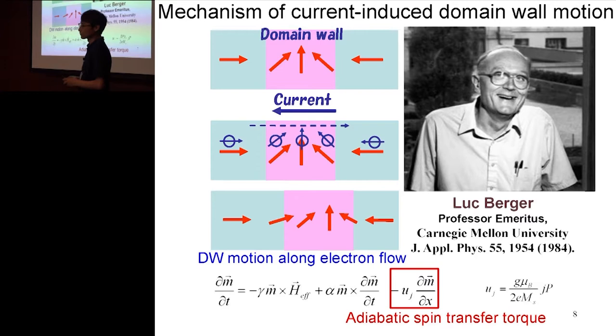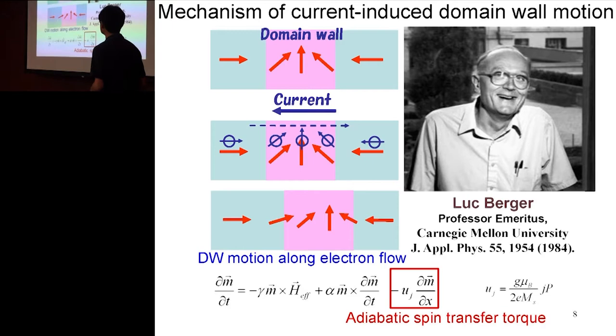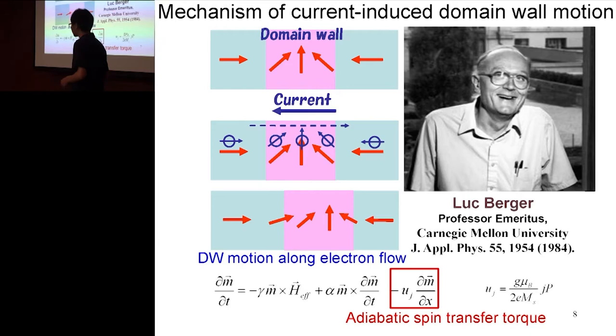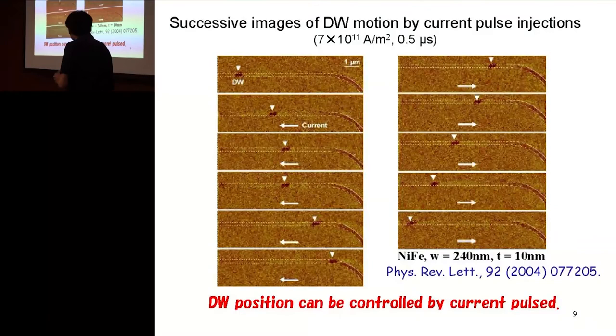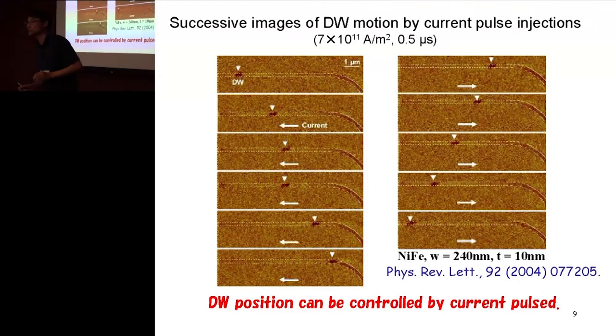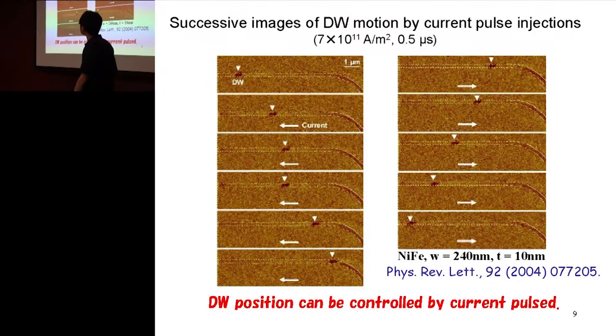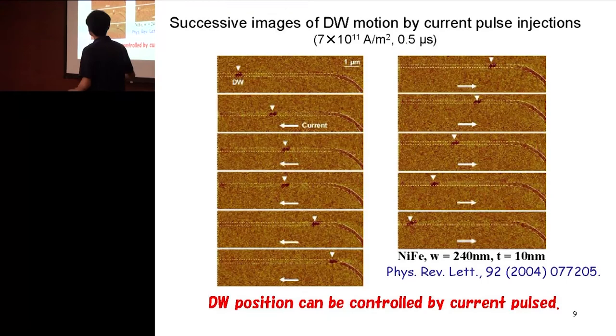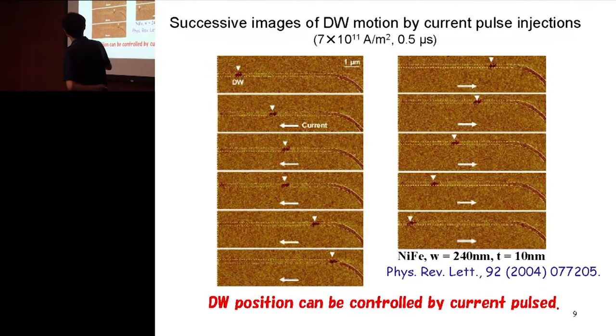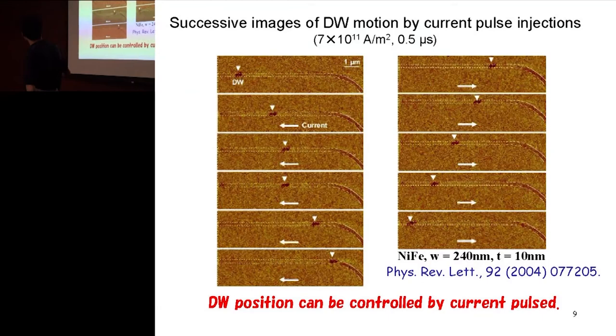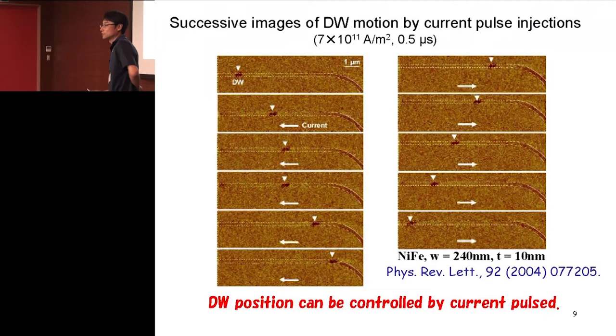Not a magnetic field, but using electric current, it can change the magnetic state, which was predicted by Professor Luc Berger in 1984. After 20 years, we did the demonstration that this phenomenon is true. Here I show the MFM, magnetic force microscope, images. Each frame shows one shot of an MFM image. Here you can see the domain wall is a dark corner. If you inject the current from right to left, then you see your domain wall displaced from here to there. So now you can move a domain wall by electric current.